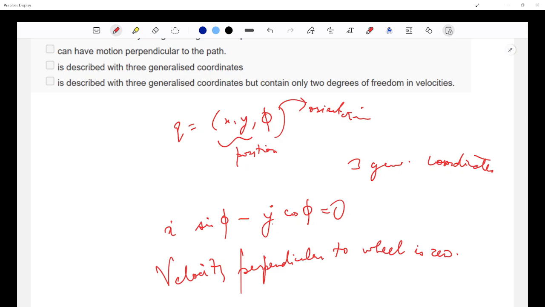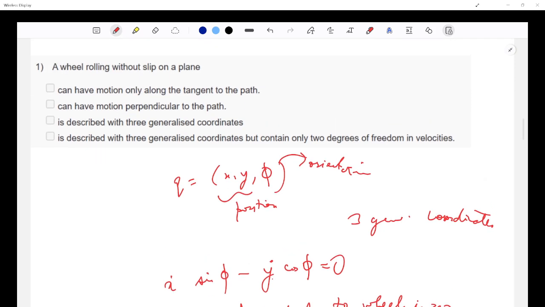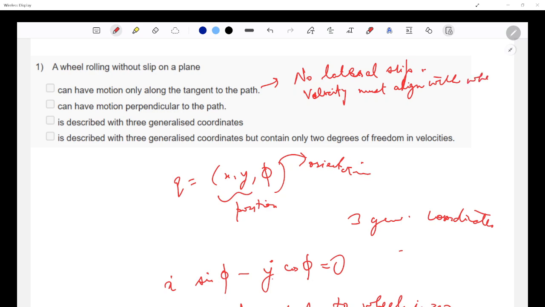The first option is it can have motion only along the tangent to the path. It is true because no lateral slip is allowed, and also the velocity must align with the wheel direction. Okay, this is exactly what the constraint enforces, and this is correct.